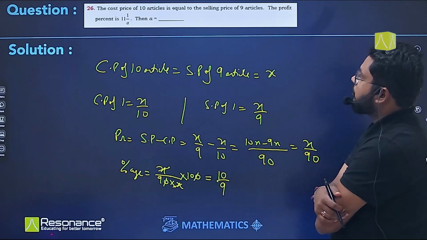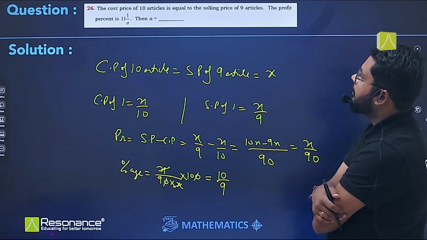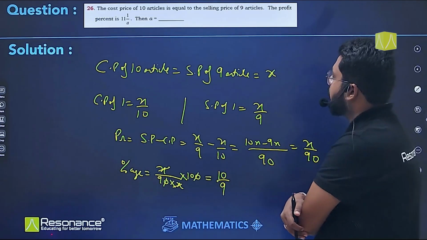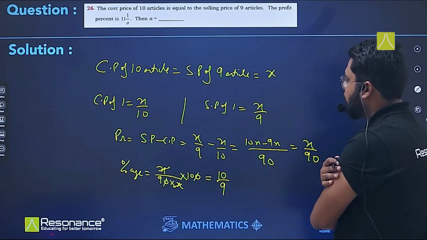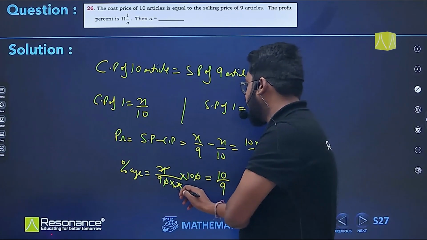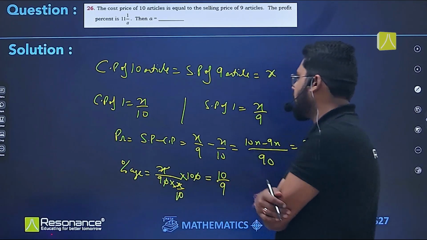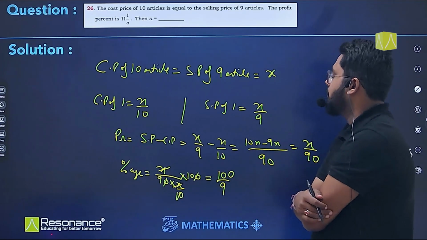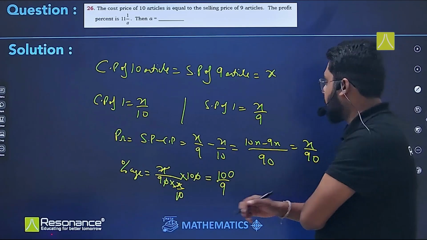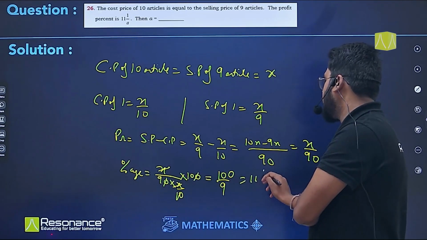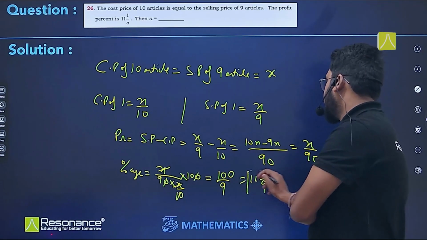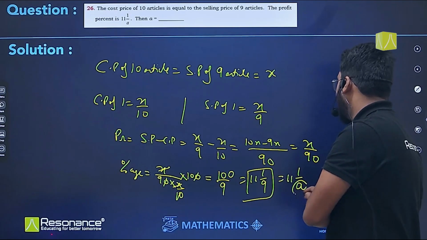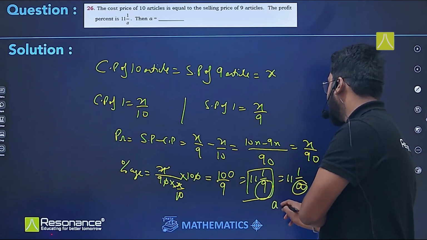Okay. So profit percentage will be profit divided by cost price into 100. So cost price is X by 10. Finally we'll get 100 by 9. If you try to make it in a mixed fraction, it will be 11 is to 1 by 9. So if you compare it with 11 is to 1 by A, you will get A as 9.